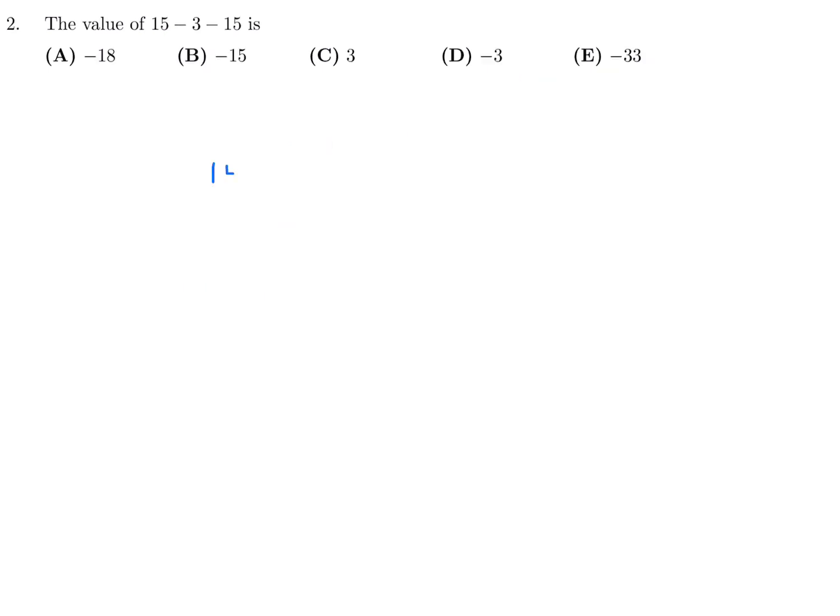The value of 15 minus 3 minus 15. Well, 15 minus 15 is 0, and then you just got a minus 3. So that's the only thing that's left. So number 2, the answer is D.